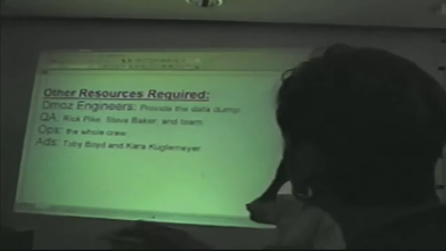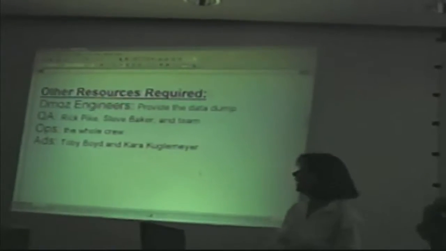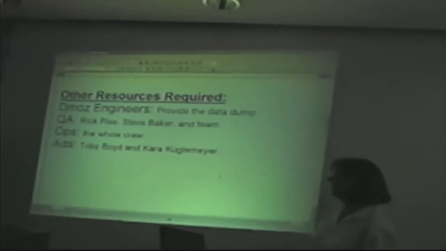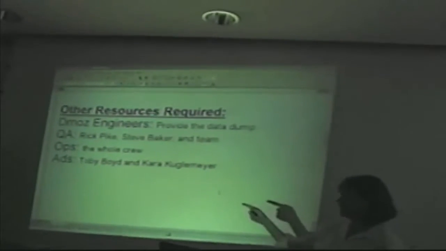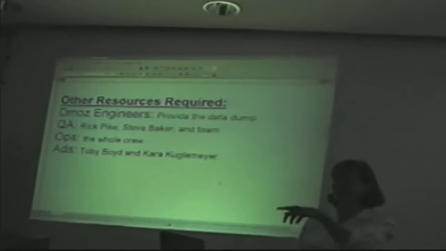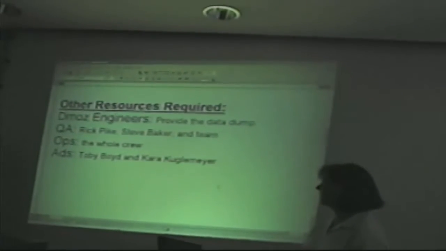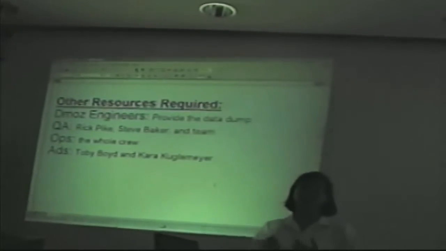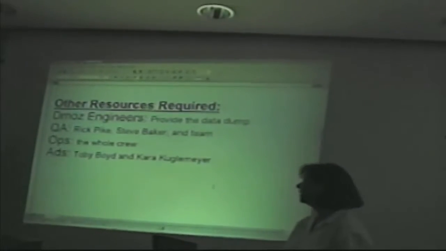And in addition to this group, there are a few other people who we really couldn't do this without. The first group, of course, is the DMOZ engineers, whoever they are, wherever they are, they're great. Then we've got the QA team. We've got Steve Baker hiding over in the corner. Most of you probably can't see him, but he and Rick Pike and the rest of the group just do an amazing job of making sure we get a quality product out there.